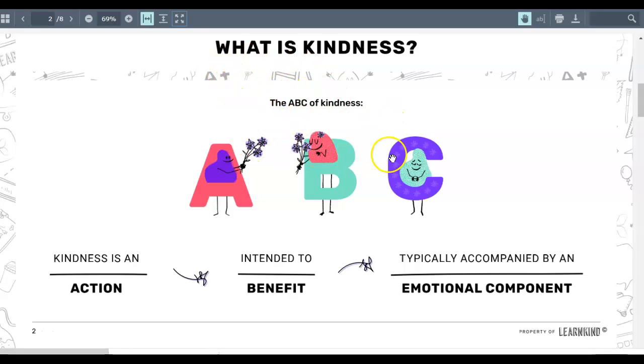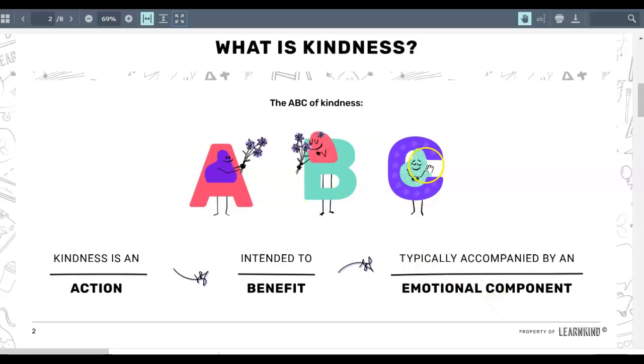The definition that we are going to be working with for kindness over this project is, we're going to think about kindness as an action, right? And that's an A. We're going to think about it's intended to benefit. That's a B. And there is an emotional component. That's a C, the component.